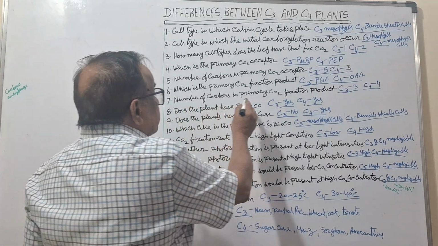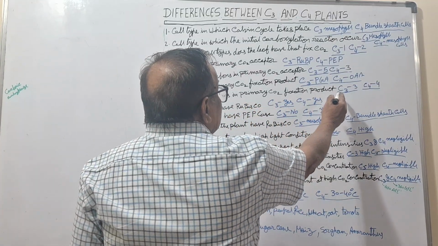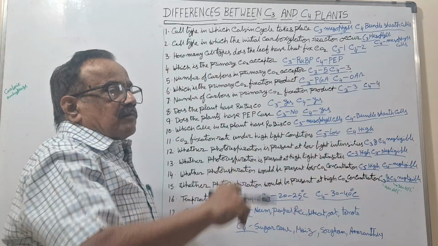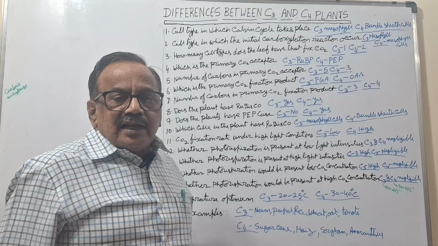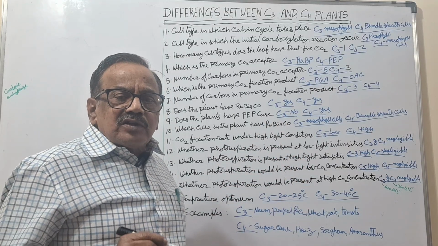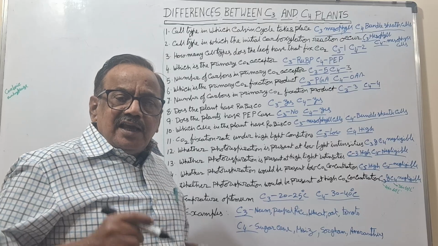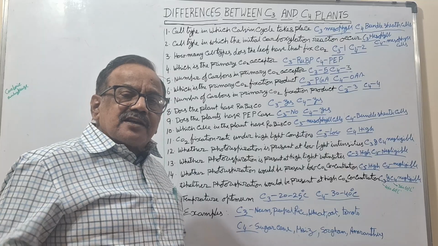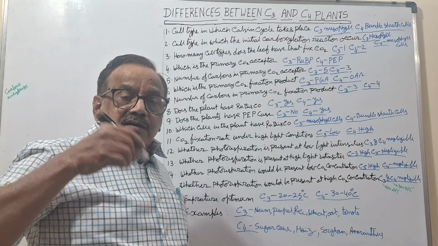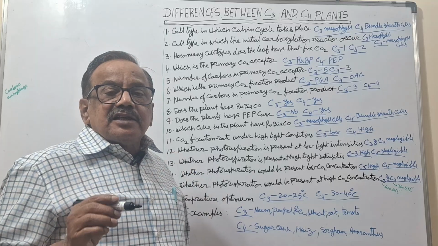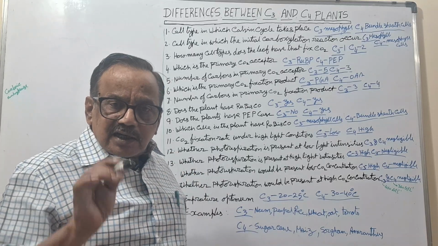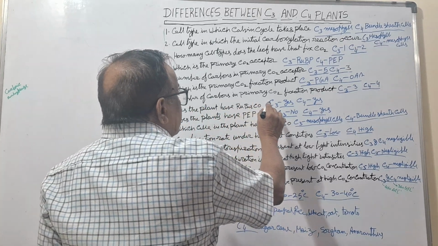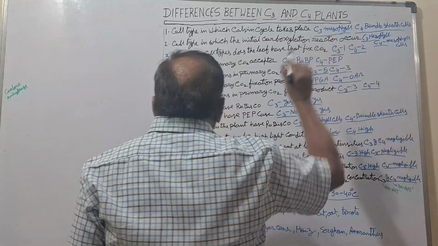The number of carbons in the primary carbon dioxide fixation product: C3 has 3 carbons in the PGA, whereas C4 has 4 carbons. Based on that only they gave the names. C3 means the first stable compound formed in the Calvin cycle is a 3 carbon compound. But the first stable compound formed in C4 plants is a 4 carbon compound, the oxaloacetic acid. Remember it. So C3 has 3 carbons and C4 has 4.